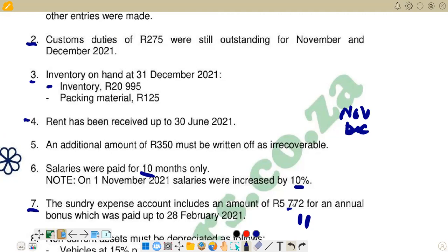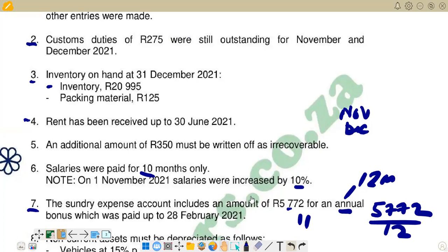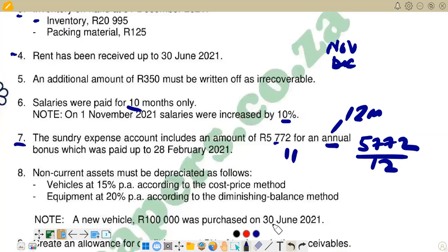So 5,772 is representing 12 months because they are saying it is annual, and whenever there's a description of annual, it means we've got 12 months there. So we are going to divide 5,772 by 12 to get the monthly amount of that bonus. So you're saying 5,772 divided by 12. And then we try to see what we get there. Let's try to calculate that one for sundry expenses. When divided by 12, we are going to get 481.